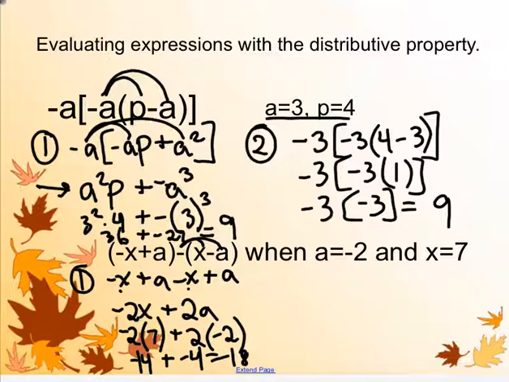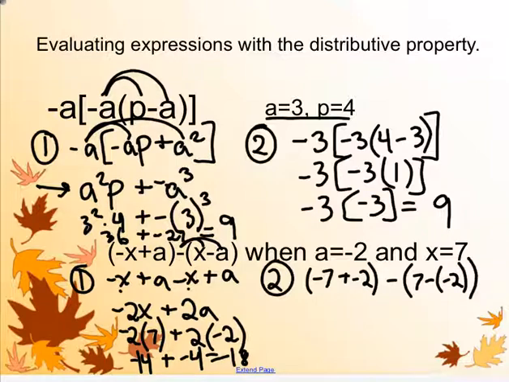Let's see if my other way, my second way of just plugging in the numbers, will also give me negative 18. So I'll plug them in and say I have a negative x, so a negative 7, plus a negative 2, minus a, let's see, 7 minus negative 2. Okay, well, negative 7 plus negative 2 is negative 9, minus, inside of here, we're going to get 7 minus negative 2. That becomes a positive, so we have minus 9. Well, negative 9 minus 9 gives me negative 18.